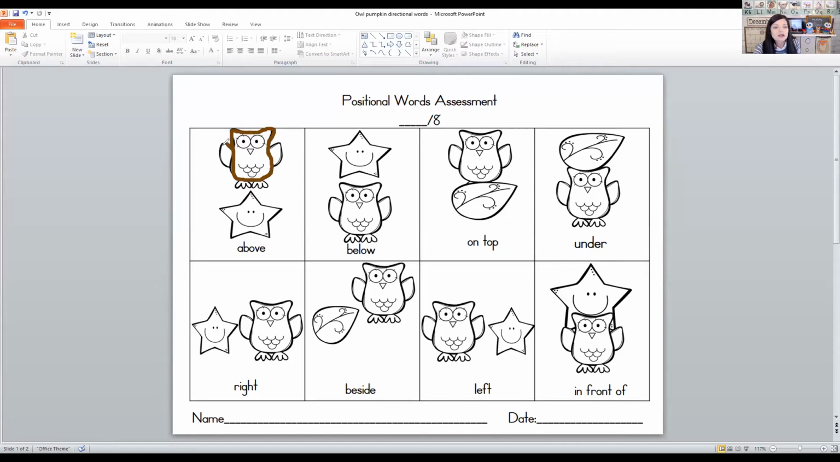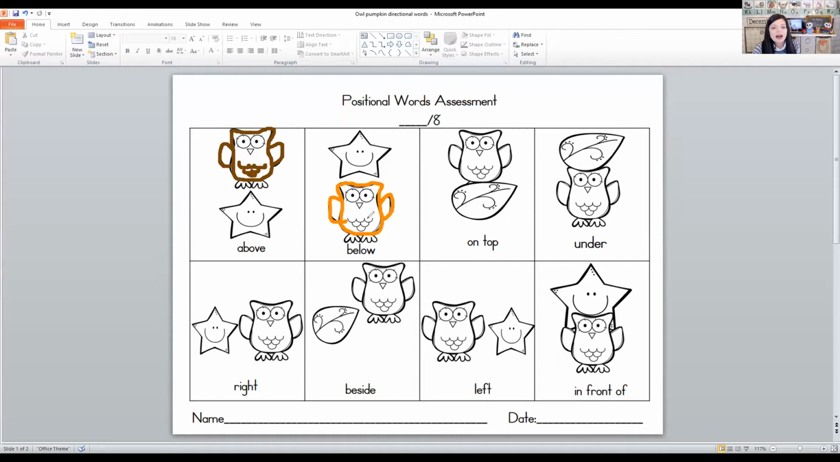I'm going to color the first owl. This owl is above the star. Can you say above? Very good. Above. All right, now let's color the next owl. This owl is below the star. Can you say below?